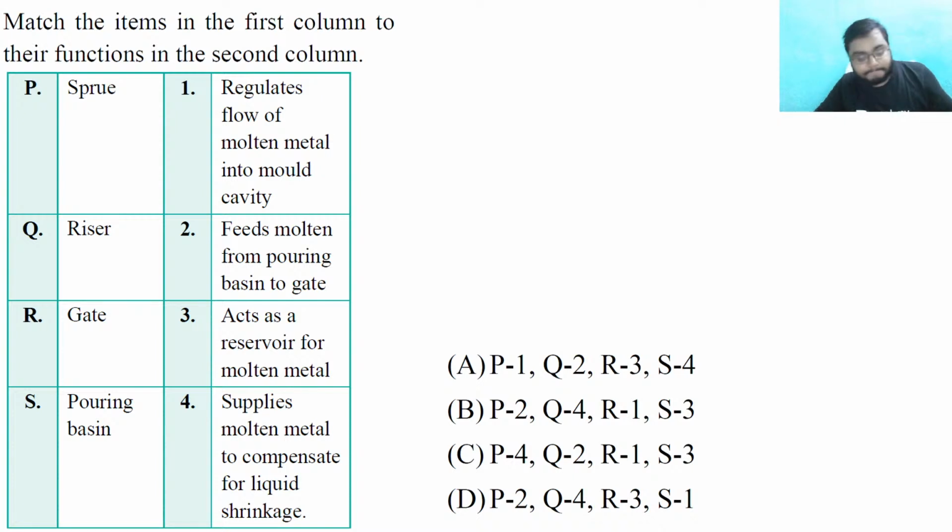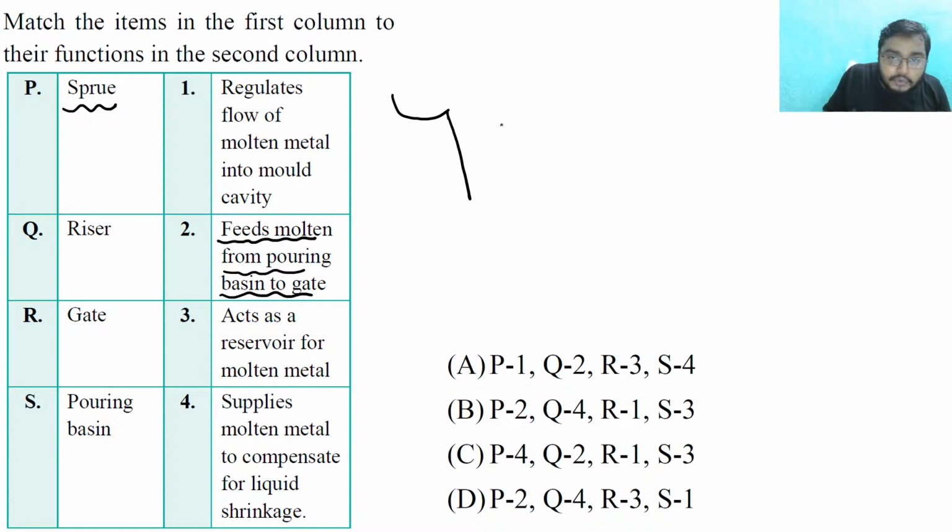See here, what is the function of a sprue? So the function of a sprue is what? It feeds the molten metal from the pouring basin to the gate. Right? Pouring basin to gate. So this is my pouring basin, and this is my sprue.